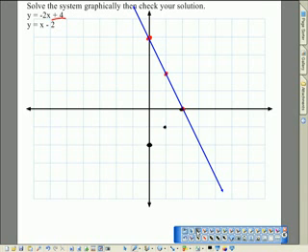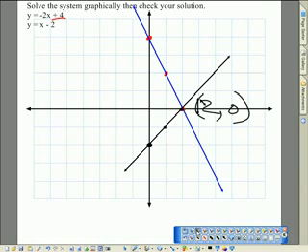So, where do the two lines intersect? 0, 2, 2, 0. So what I want to do now, if I did have the right tool, is label my point of intersection. It's the coordinate 2, 0. The coordinate 2, 0, that's where the lines cross. If I plug 2, 0 back into here, I would get 2 true statements.